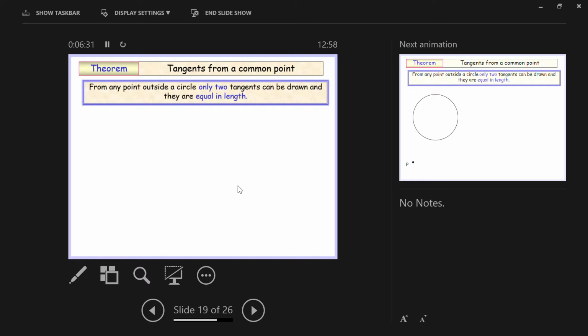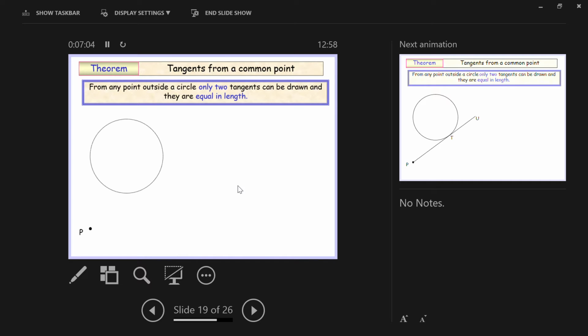Dis nou my volgende, sorry, dis myne wat hier in die laai drol. The next theorem that you guys must also know. Okay. If I've got two tangents from a common point, met ander woorde, van 'n punt af is daar 2 lyne getrek en albei van hulle is 'n raaklyn aan my sirkel, né? From any point outside a circle, only 2 tangents can be drawn and they are equal in length.